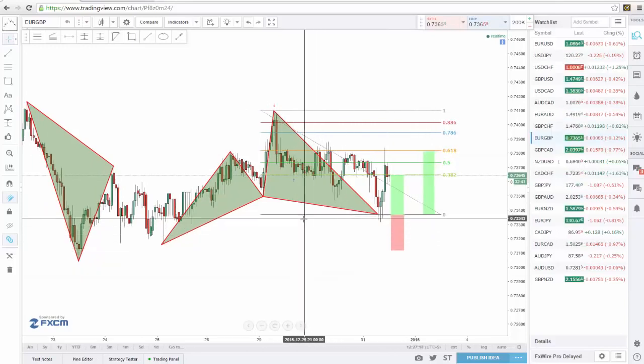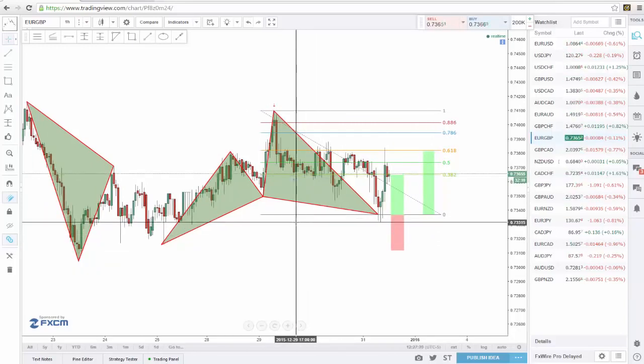So let's take a look at a couple more examples on the charts, and then I'll show you a live trade, and hopefully you'll have enough information to be able to go out and look through the charts and back test this for yourself to see if it fits in your trading plan.